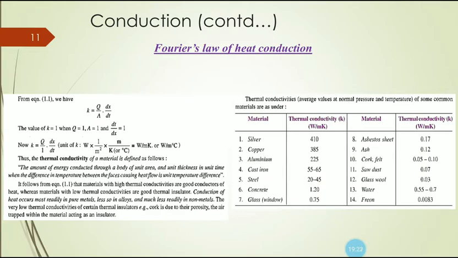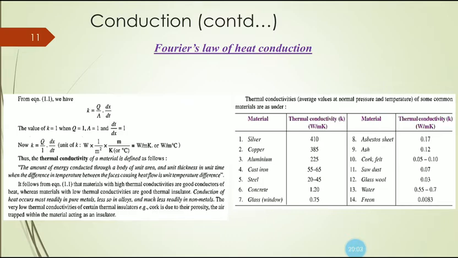Now in Fourier's law of heat conduction we have one term, that is k, which is known as the thermal conductivity. So how to find the unit for this thermal conductivity? From the mathematical representation of Fourier's law, we can write k equals to Q by A into dx/dt. Now the value of k equals 1 when Q equals 1, capital A equals 1 and dt/dx equals 1.